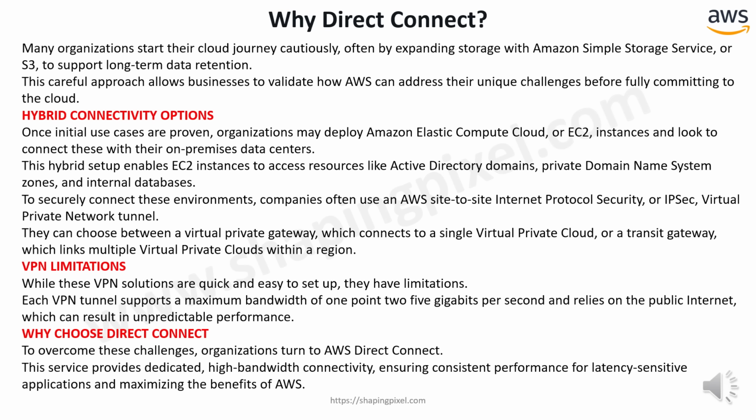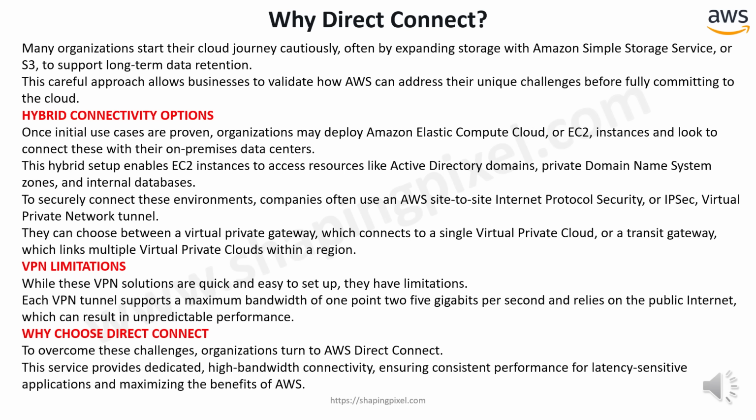This hybrid setup enables EC2 instances to access resources like Active Directory domains, private domain name system zones, and internal databases. To securely connect these environments, companies often use an AWS Site-to-Site Internet Protocol Security, or IPsec, virtual private network tunnel. They can choose between a virtual private gateway, which connects to a single virtual private cloud, or a transit gateway, which links multiple virtual private clouds within a region.